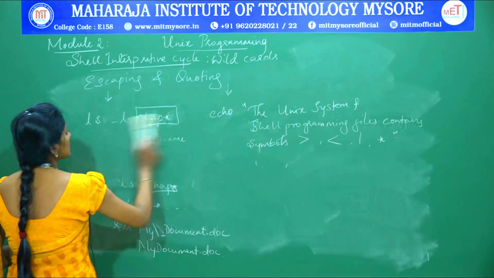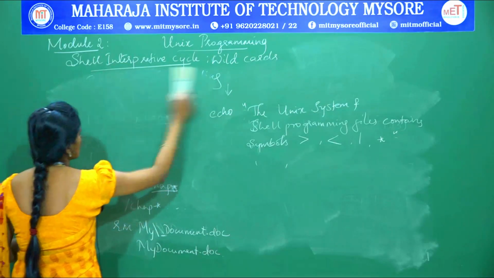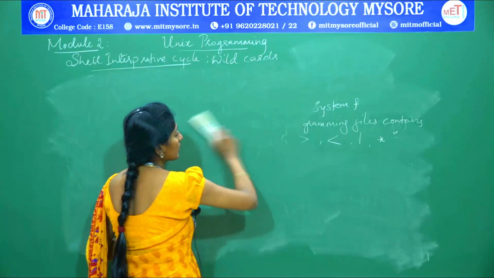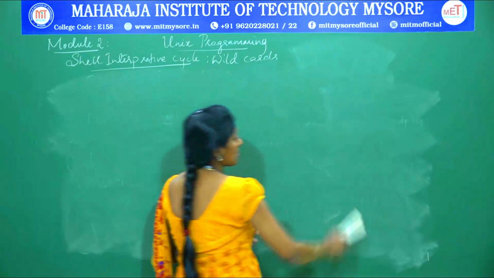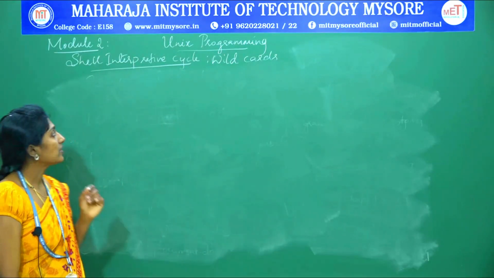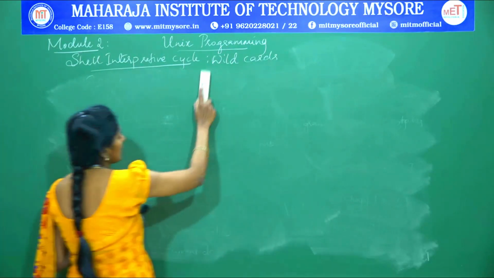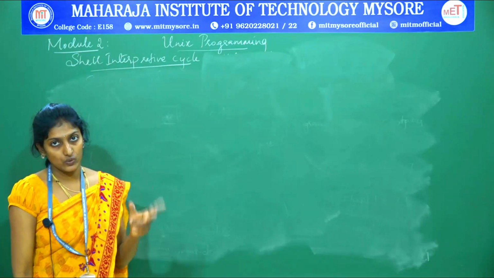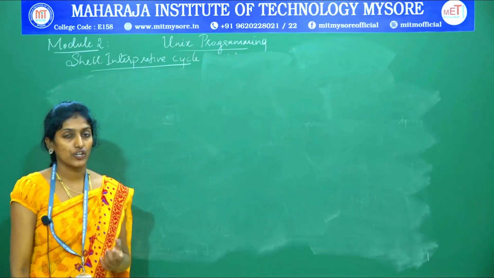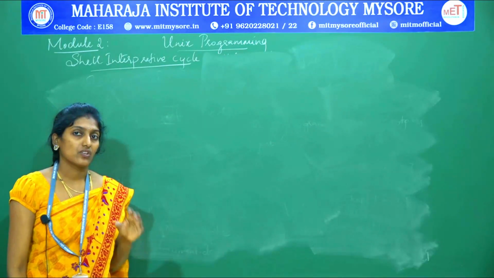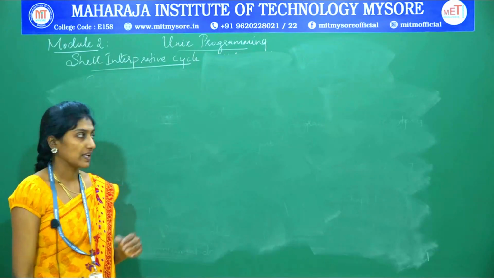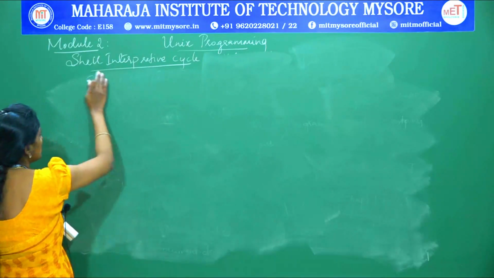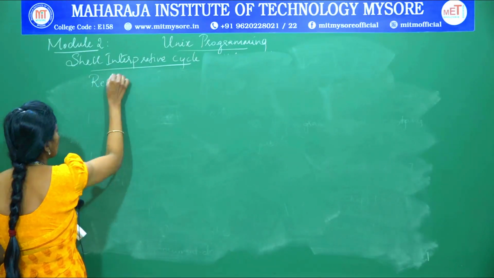So the next concept after understanding escaping and quoting itself is removing the meaning of the special characters. How we are going to remove the meaning of a special character in the shell interpretive cycle is by using the concept called escaping and quoting. So by using these two concepts, you are going to remove the wildcard meanings or special meta character meanings. So the next concept within this shell interpretive cycle is redirection.